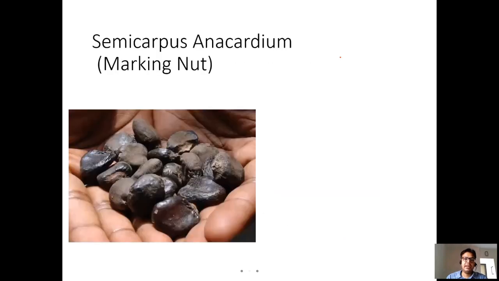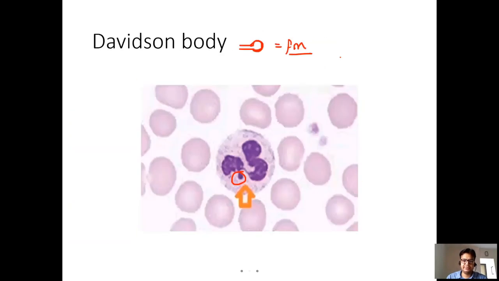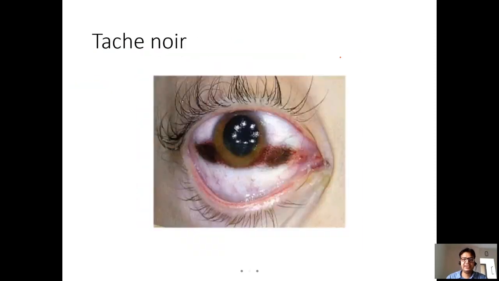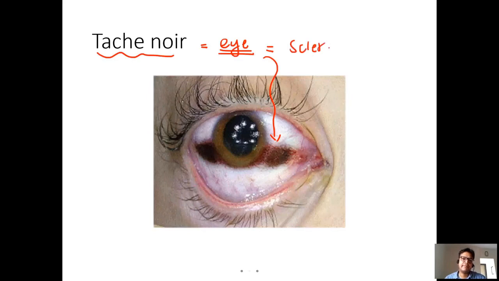Okay. Now, sir, this is a death change. I told you this is seen in the eye, in the sclera. This is cell debris of the sclera part, seen in 3 to 6 hours. This is known as tache noire. 3 to 6 hours after death, these changes are known as tache noire.